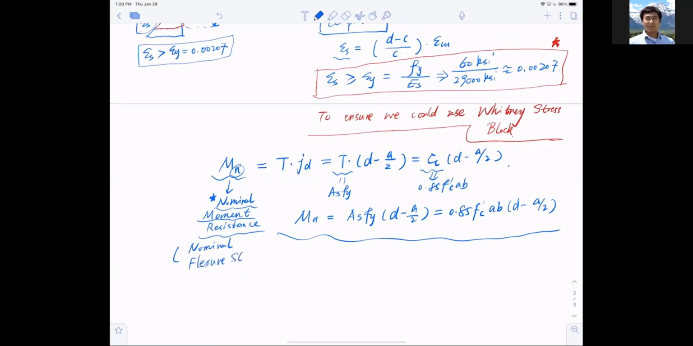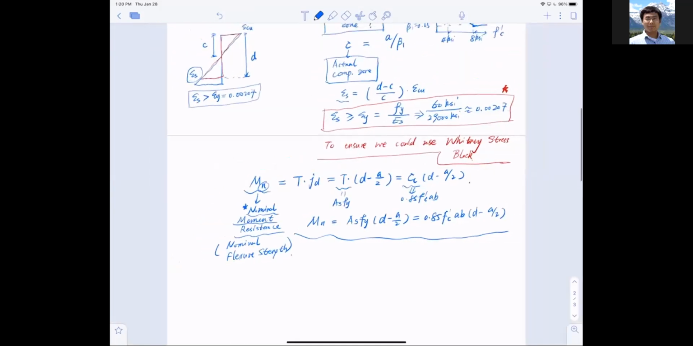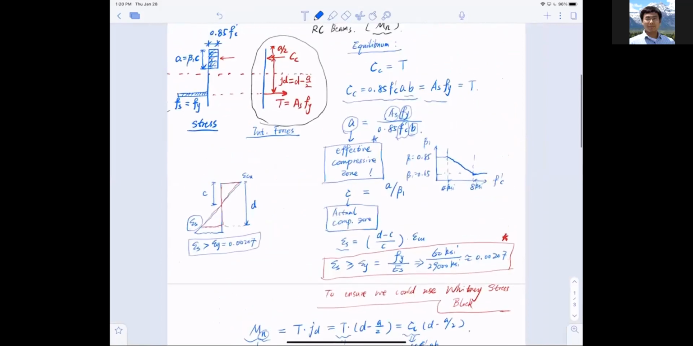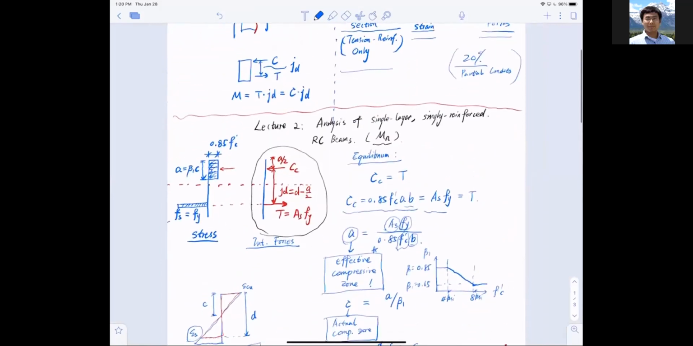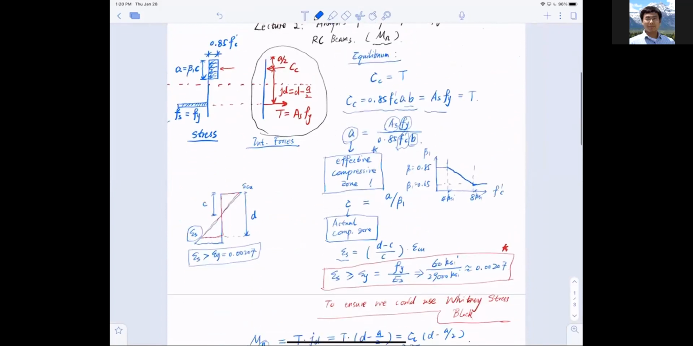I will try to restrain myself to calling it only nominal moment resistance. But if you see nominal flexure strength, don't be alarmed. They're the same thing. So this is the analysis procedure for a single layer, singly reinforced RC beam.